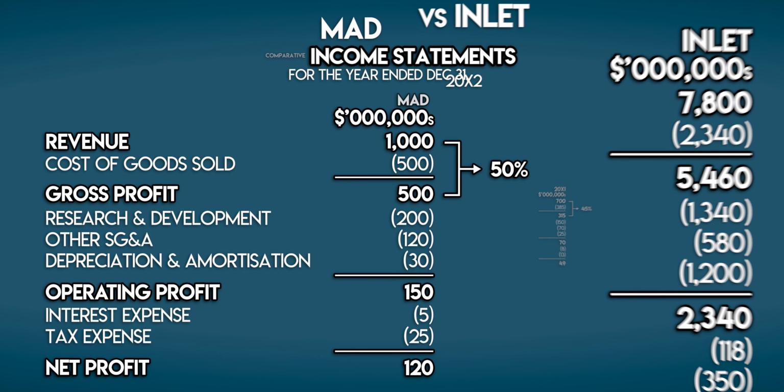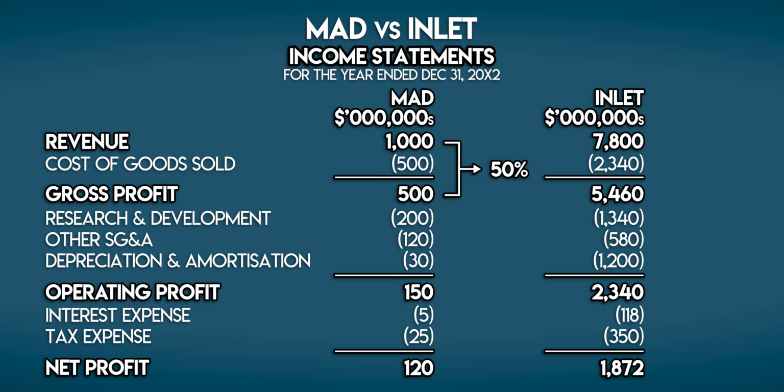Here are the current year income statements for MAD and Inlet. Both of these businesses are in the same industry, so it's fair for us to compare their financial ratios. Inlet earned $7.8 billion in revenue, which is a lot more than MAD managed over the same period. They incurred $2.34 billion in cost of goods sold, leaving them with a gross profit of $5.46 billion. That's a gross profit margin of 70%, which is a lot higher than MAD's. It seems like Inlet is outperforming them.